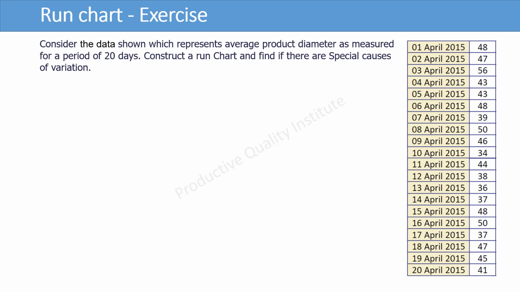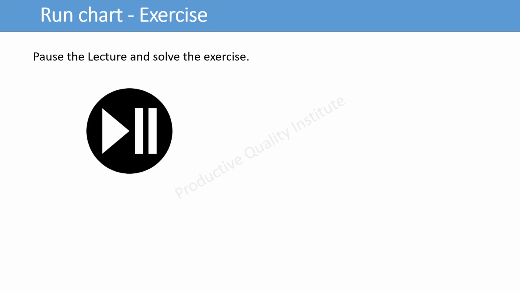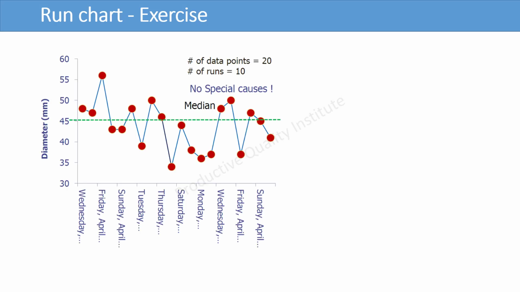Consider the data shown, which represents average product diameter as measured for a period of 20 days. Construct a run chart and find if there are special causes of variation. Please pause the lecture and solve the exercise. Number of points not on the median is equal to 20, while the number of runs is equal to 10. Therefore, no special causes.